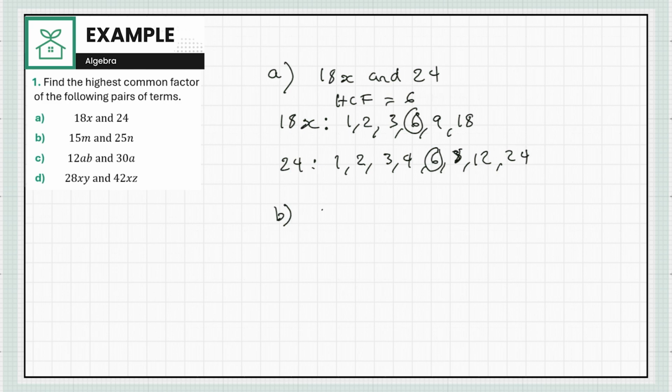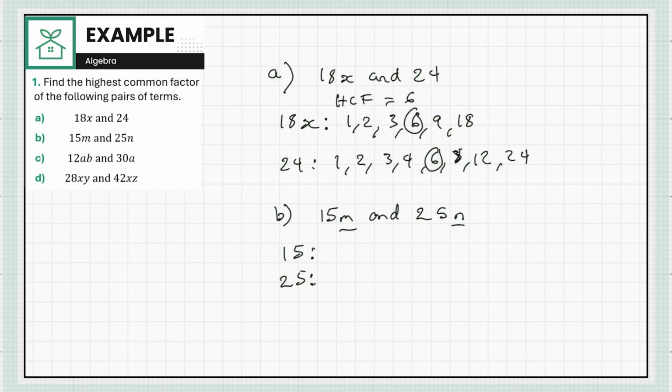Let's look at B. We have 15m and 25n. Again, because these two pronumerals aren't the same, we can't use them as a common factor. So we're just left with using the coefficients.